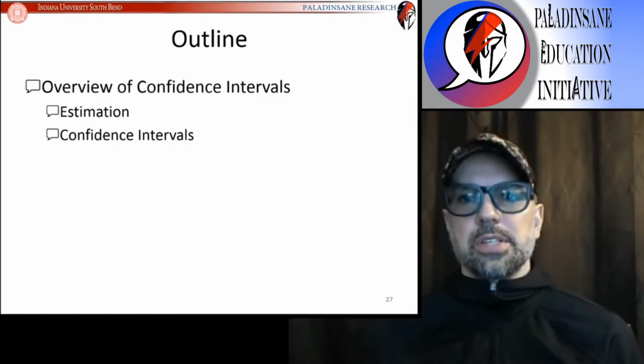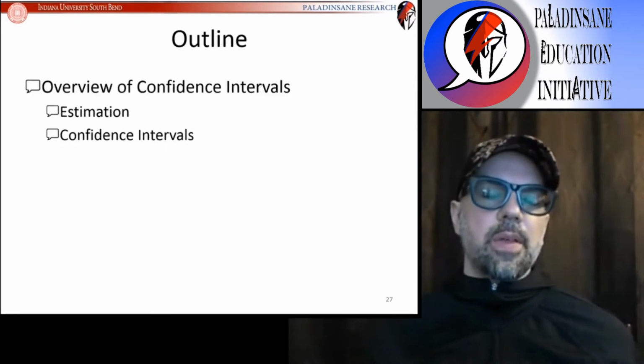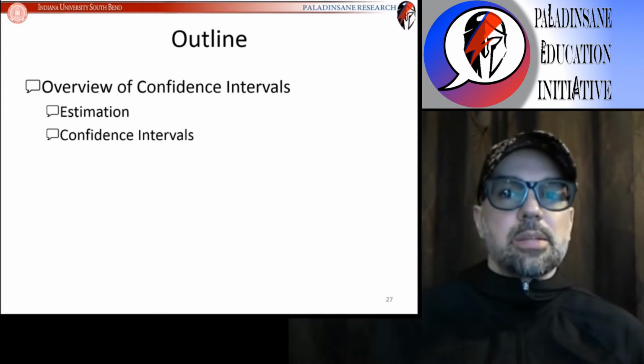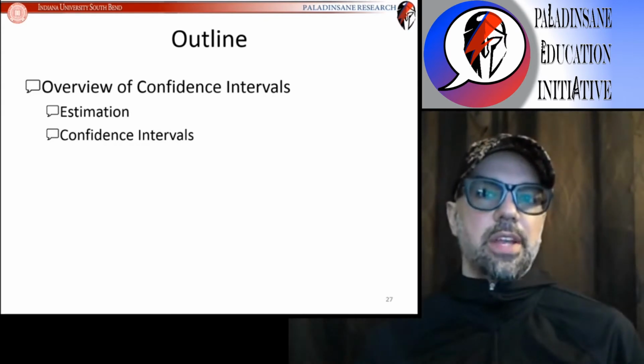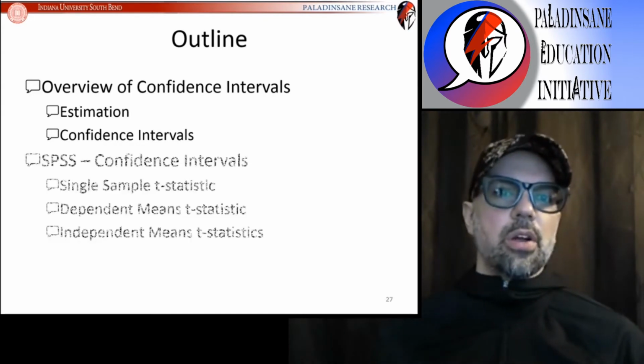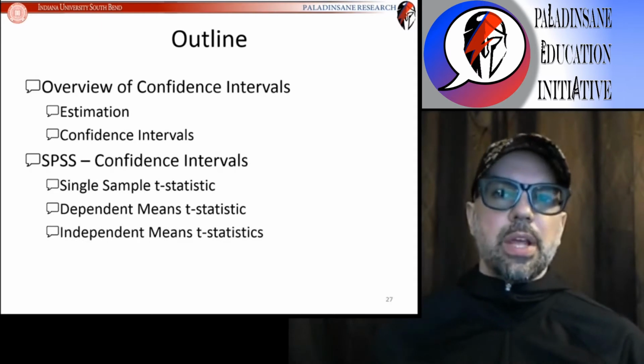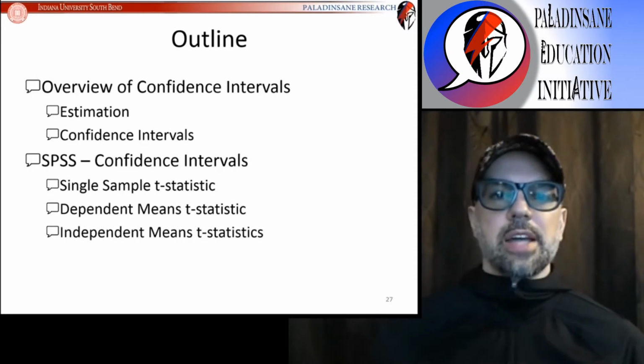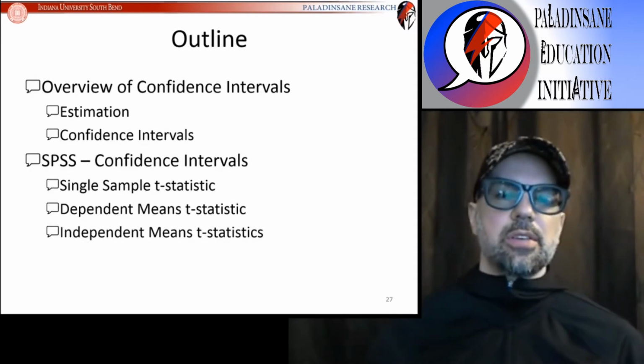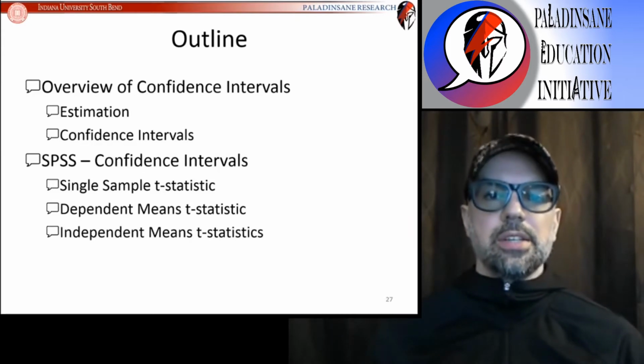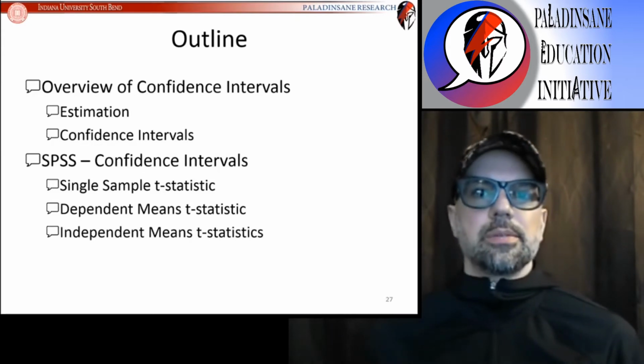look at confidence intervals. So we're going to start off with a look at estimation. What is estimation and how do confidence intervals fit into that? And then we are going to take a look at each of the 3 different hypothesis tests and how to generate confidence intervals for each of those 3 different situations.